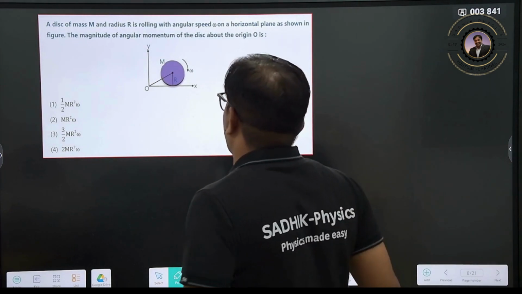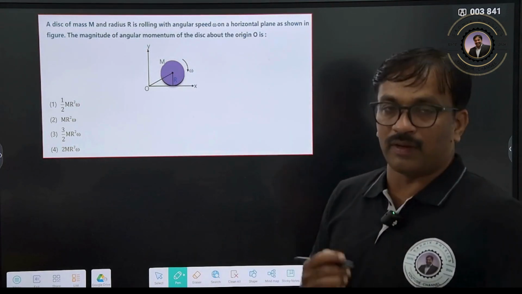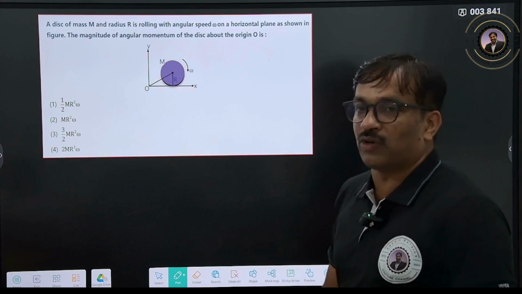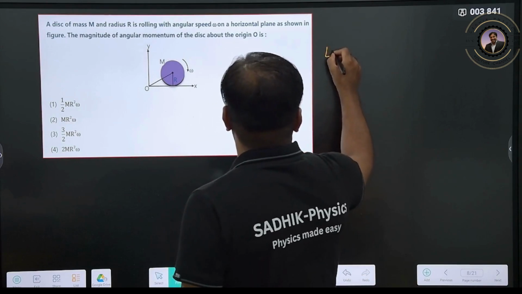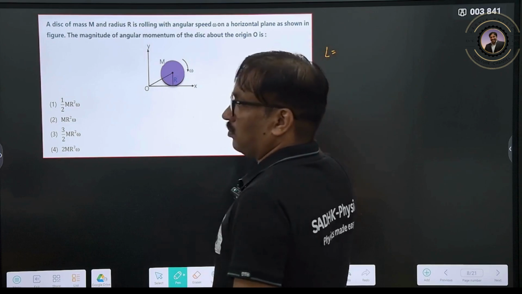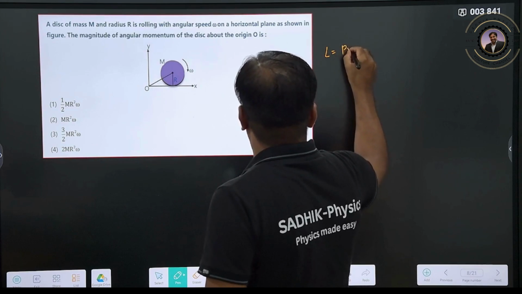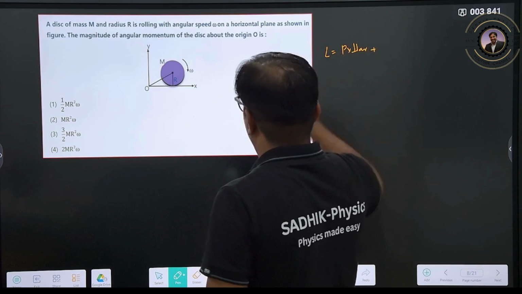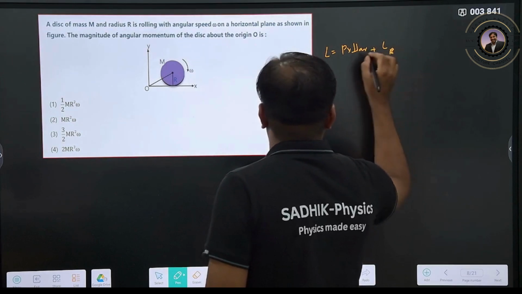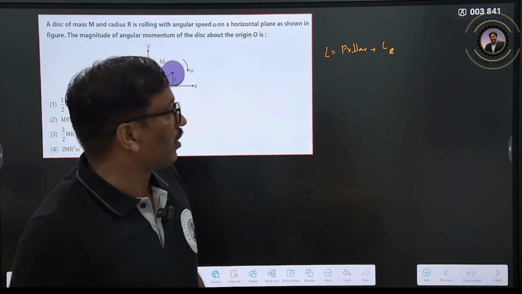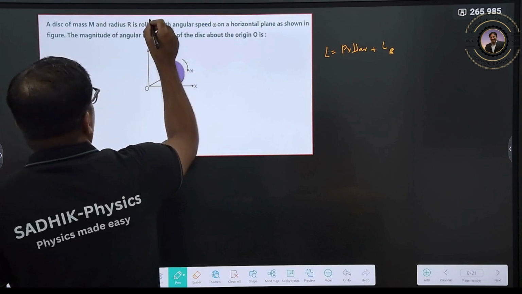It is asking the magnitude of angular momentum. It is a different question, not related to this topic, but we will do this. Actually, this question is about angular momentum, so very simple one. What is the formula? Angular momentum is momentum into perpendicular distance, plus it is also rotating, so translatory plus rotational angular momentum. Clear?